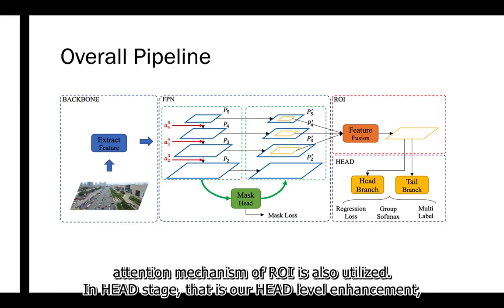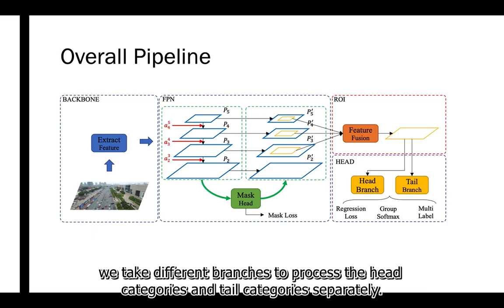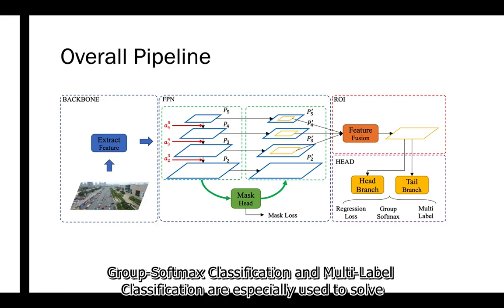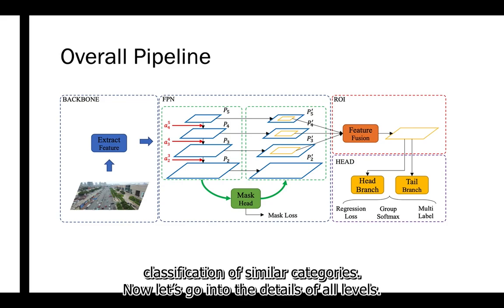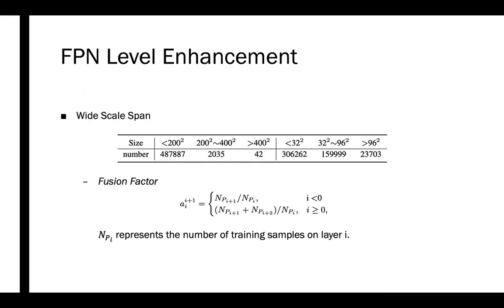In head stage, that is our head level enhancement, we take different branches to refine the head categories and tail categories separately. Group softmax classification and multi-label classification are especially used to solve classification of similar categories. Now, let's go into the details of all levels.